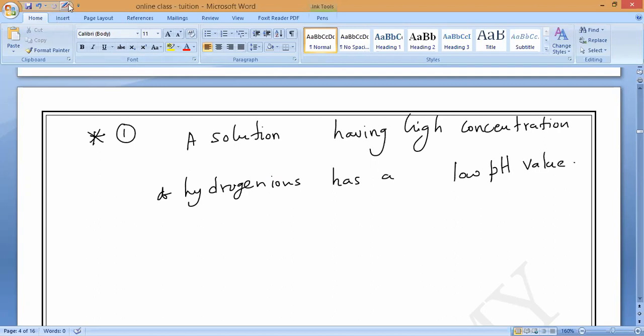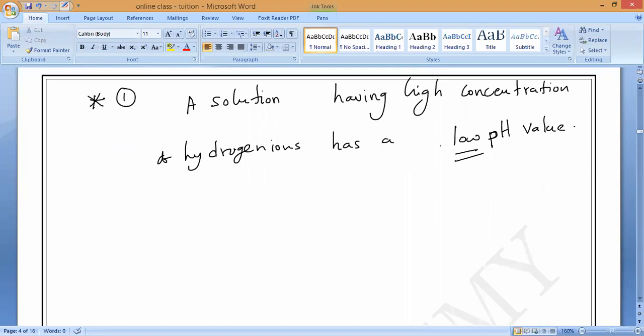You guys can remember it. What is the opposite statement, Ra? A solution having a low concentration of hydrogen ions has a high pH value. That is what you have to remember. Will you be able to remember this point or not? Opposite point, you can write it.